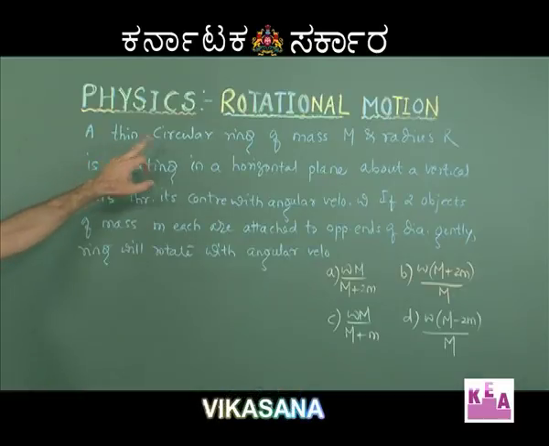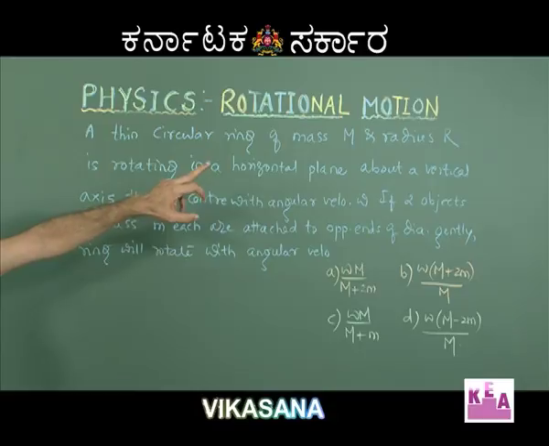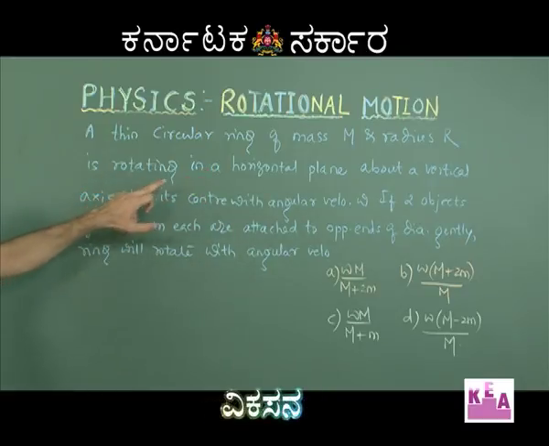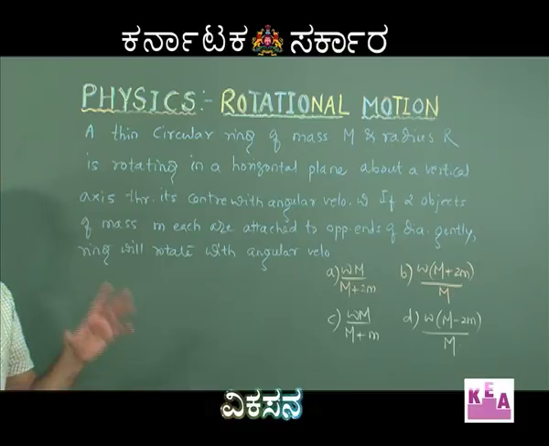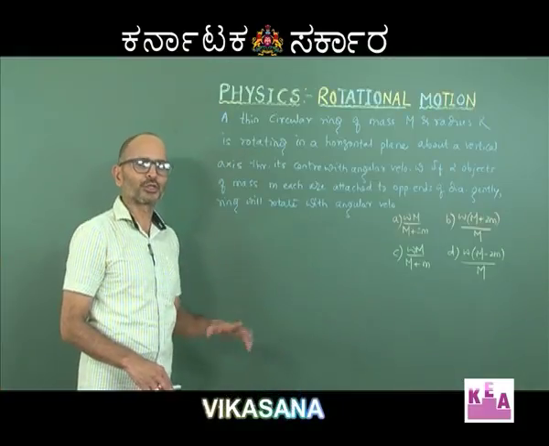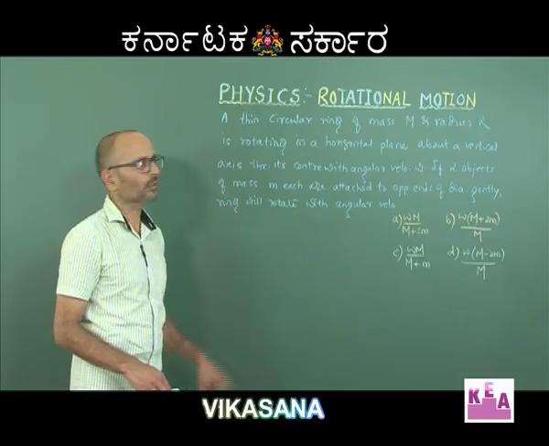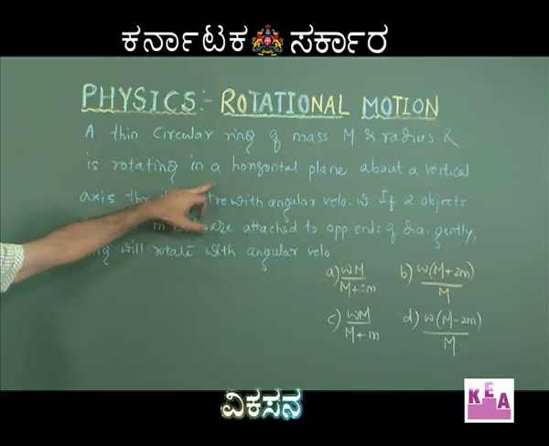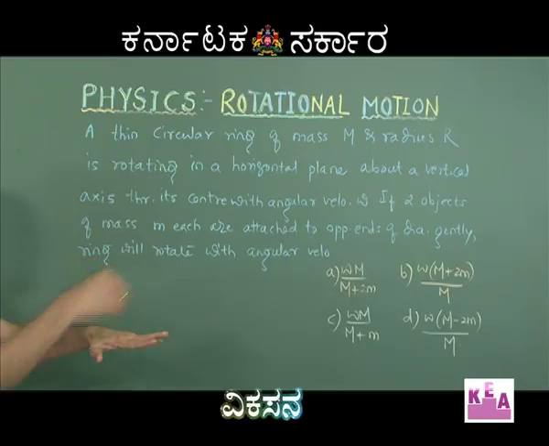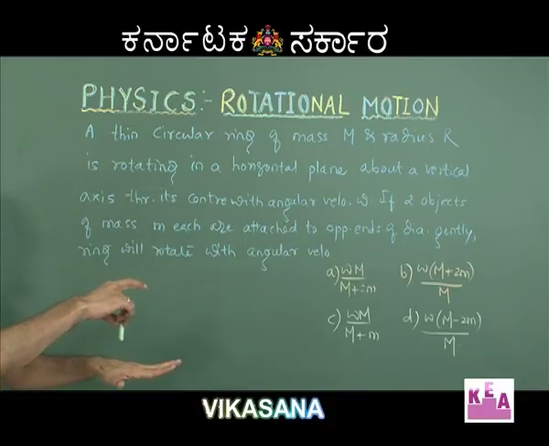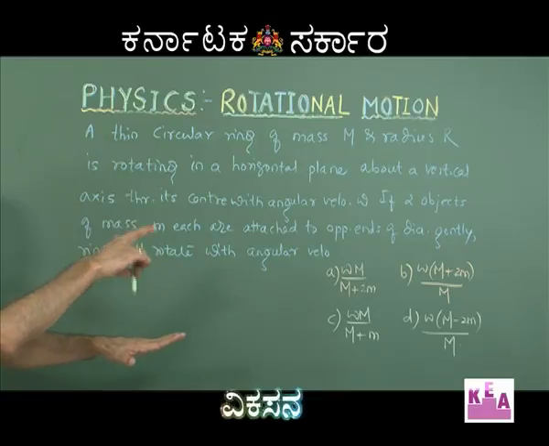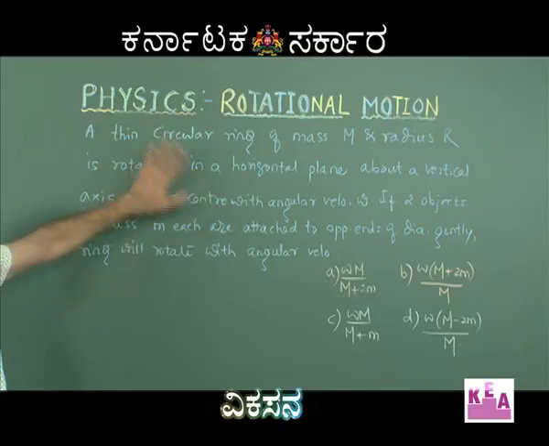A thin circular ring of mass capital M and radius capital R is rotating in a horizontal plane. See, in all these rotational motion problems, we will have to be very clear about what is the plane of rotation and what is the axis of rotation. So, here the ring is rotating in a horizontal plane like this. This is the ring and the axis is vertical and passing through the center. So, if you consider the ring to be parallel to the floor, the axis is perpendicular to the floor and passing through the center of the ring with an angular velocity omega. So, that angular velocity is given.